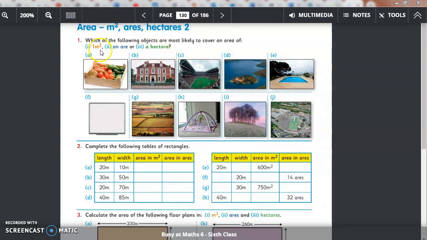So a meter square, an acre is about the basketball court inside the lines of the basketball court, and a hectare is probably a bit more than the small pitch. So answer these orally. Which would you use to measure, to cover an area of each of these?